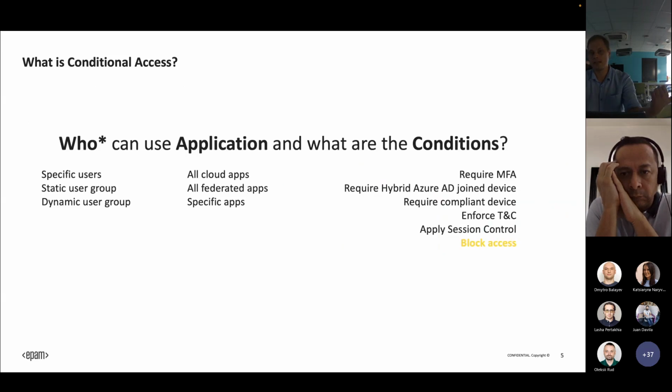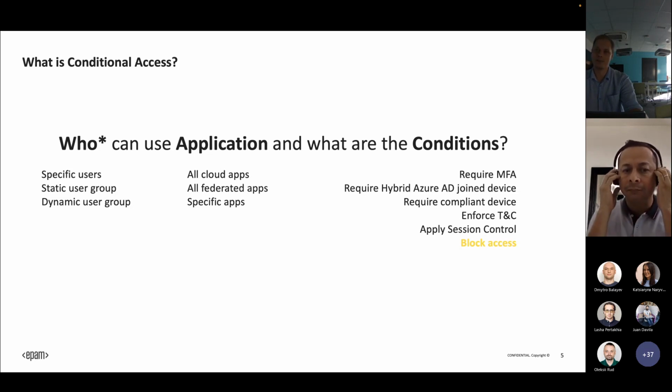To be specific, the scenario is created in a way like who, meaning specific user, group of users, or it can be a dynamic group in Azure AD, or it can be even an Azure AD role. So how this group of people or service principals even can access applications, all cloud applications, all federated applications, or some specific applications, and what will be the conditions for them to access this application. So you can require MFA, you can require devices to be hybrid Azure AD joined, you can require compliant devices, you can enforce terms and conditions acceptance, you can transfer this session to another service which was previously called Microsoft Cloud Application Security.